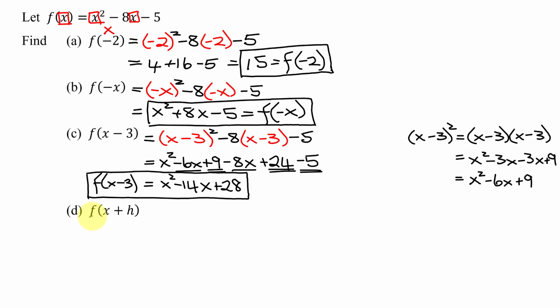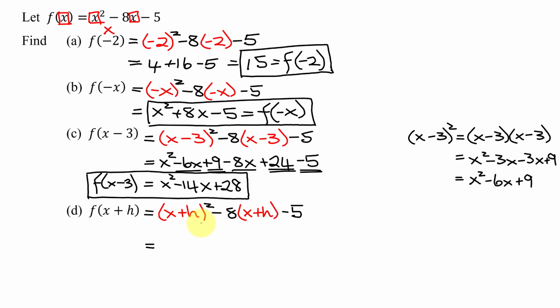And lastly, we need to find f of x plus h. So wherever we see an x up here, we're going to have to put x plus h. So instead of x squared, I'm going to have x plus h all squared minus 8. Instead of x, I'm going to have x plus h. And then finally, the minus 5. Next, we need to simplify this expression.